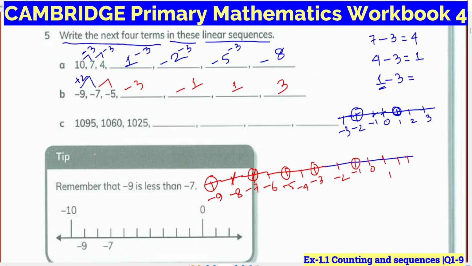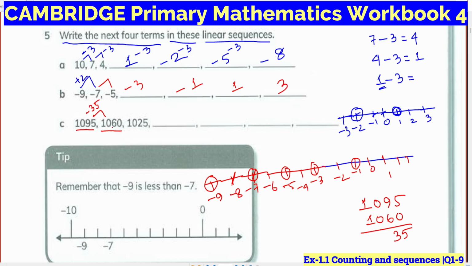We should carefully handle this one. Here is 1095 and here is 1060. So 1095 and 1060. So what is the difference? 5 minus 0 is 5. 9 minus 6, what? It should be 3. So it's reduced by 35. It means minus 35.